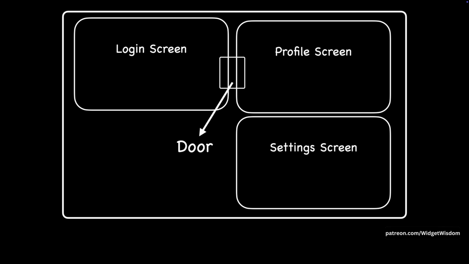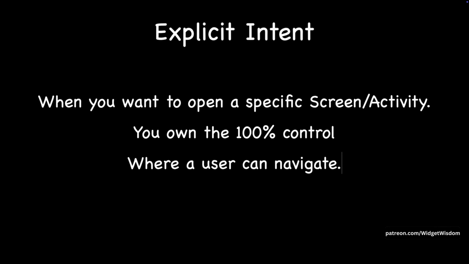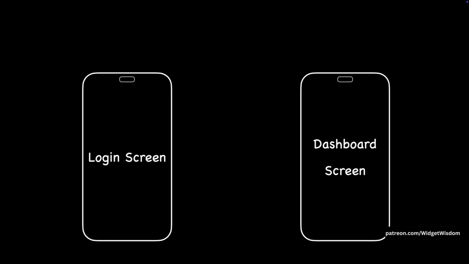So let's start with the first type, that is explicit intent. An explicit intent is when you clearly specify which activity you want to open. It's like saying, hey Android, open this exact screen. Imagine you are in your login activity and you want to open dashboard activity.